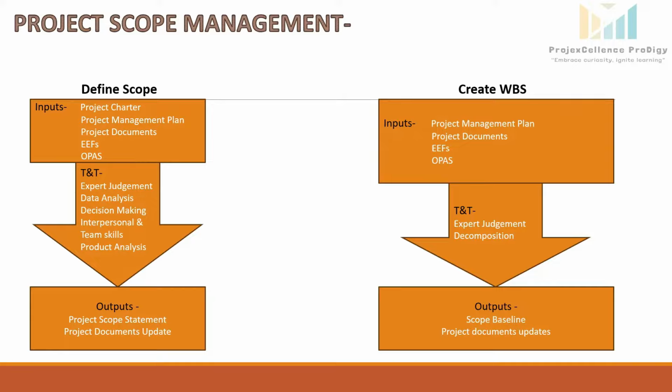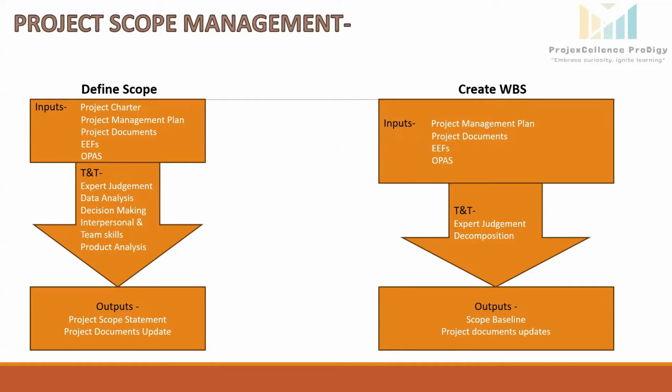Coming to the outputs, we are getting two outputs from this process: project scope statement and project document updates. Project scope statement is a detailed description of what the project will deliver, including the major deliverables, assumptions, and constraints. It defines the entire scope of the project, covering both the project and product aspects, and the conditions that must be met before the project deliverables are accepted.